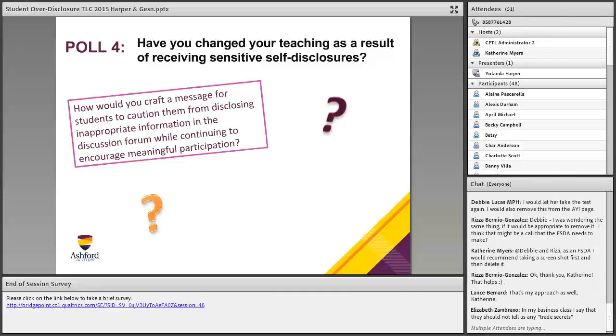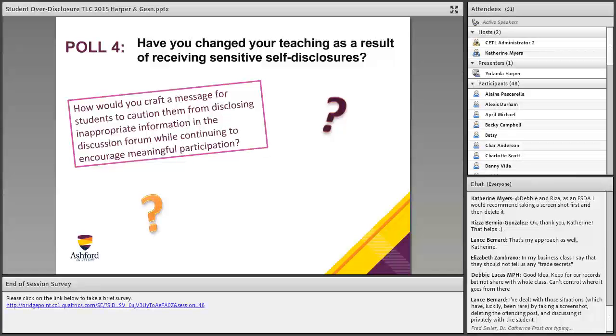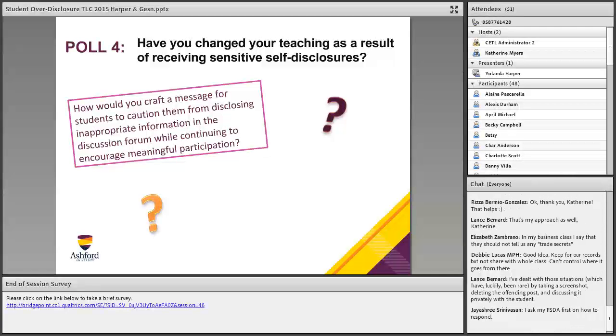Oh, I like that. Trade secrets. Thank you, Elizabeth, for sharing that. I should not tell any trade secrets. I'm sure that language resonates for business majors, who understand exactly what you mean by that. Yeah, so letting them know that you can't control where the information goes from there.